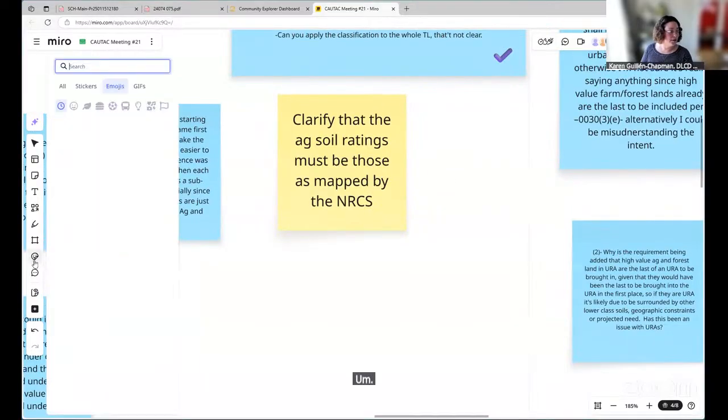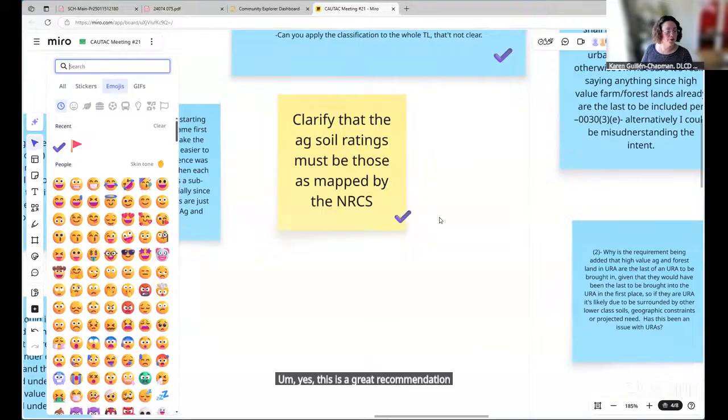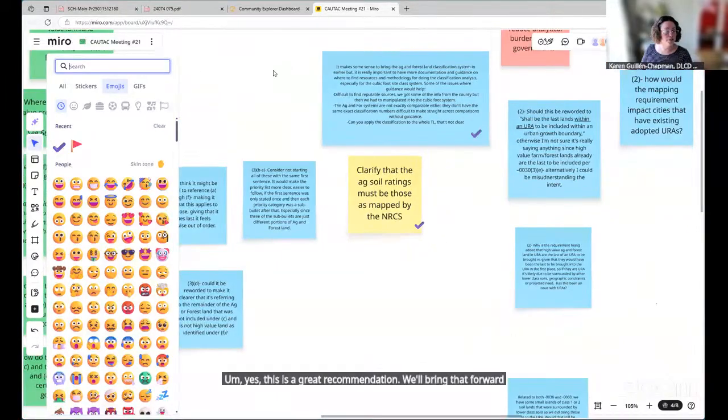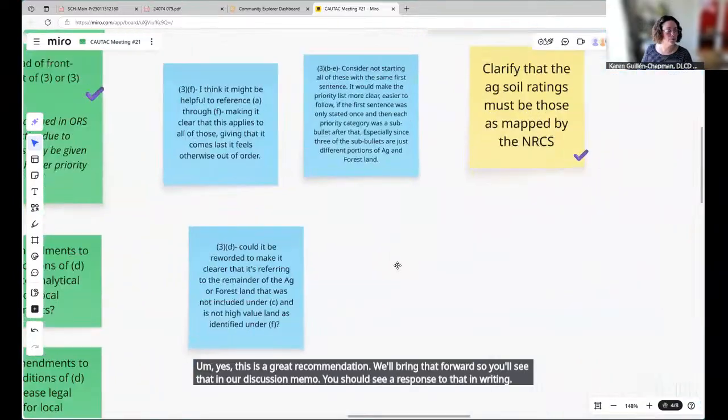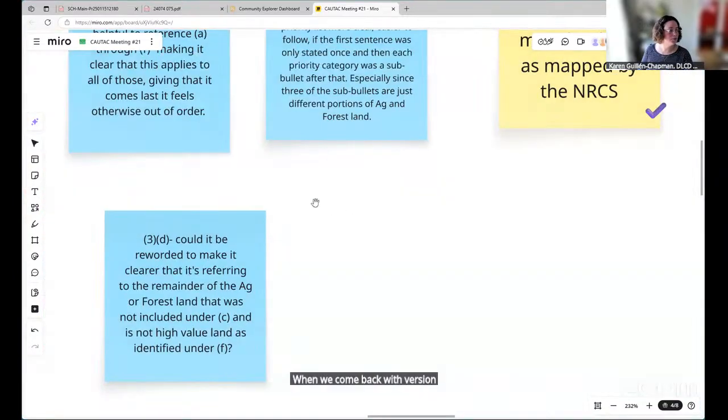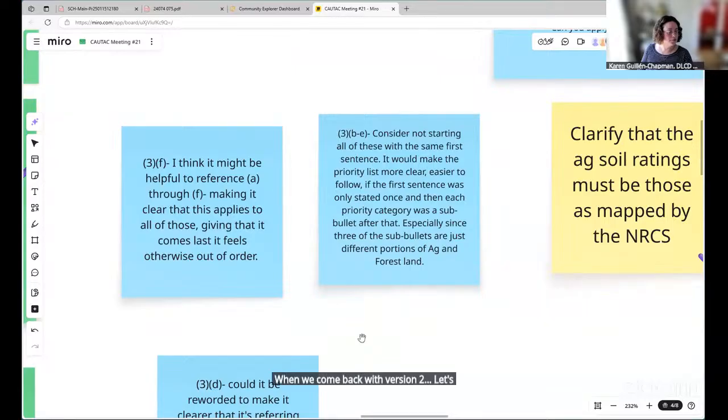Yes, this is a great recommendation. We'll bring that forward. So you'll see that in our discussion memo. You should see a response to that in writing when we come back with version 2. Let's see.